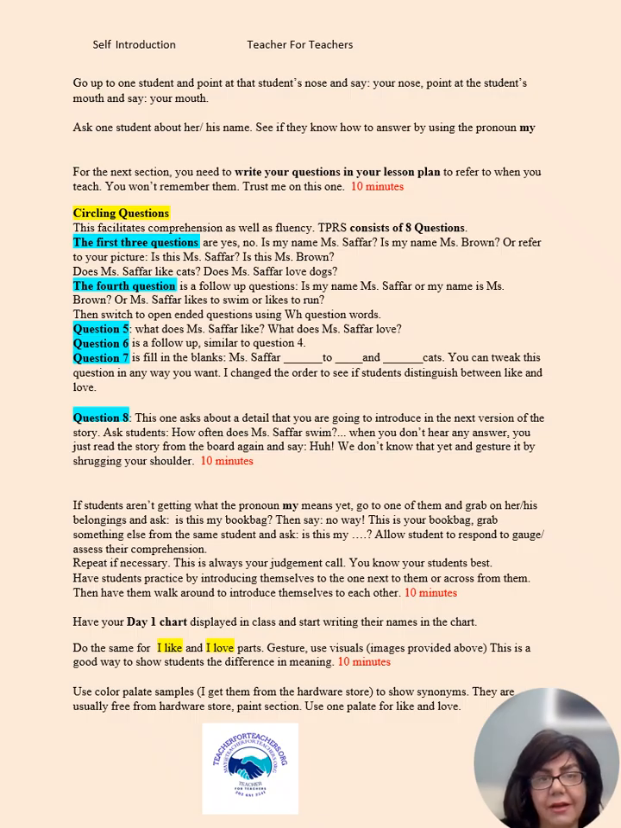The like, the love. Use color palettes. I go to the hardware store and I pick up my favorite colors, the blues and the oranges and the reds and the greens and the teals. They show different shades and I just use them for synonyms. And this way they know. Or draw charts, one for like, one for love. Once they see that thumbs up for like and the heart for love, they'll make the association and they'll know the difference.